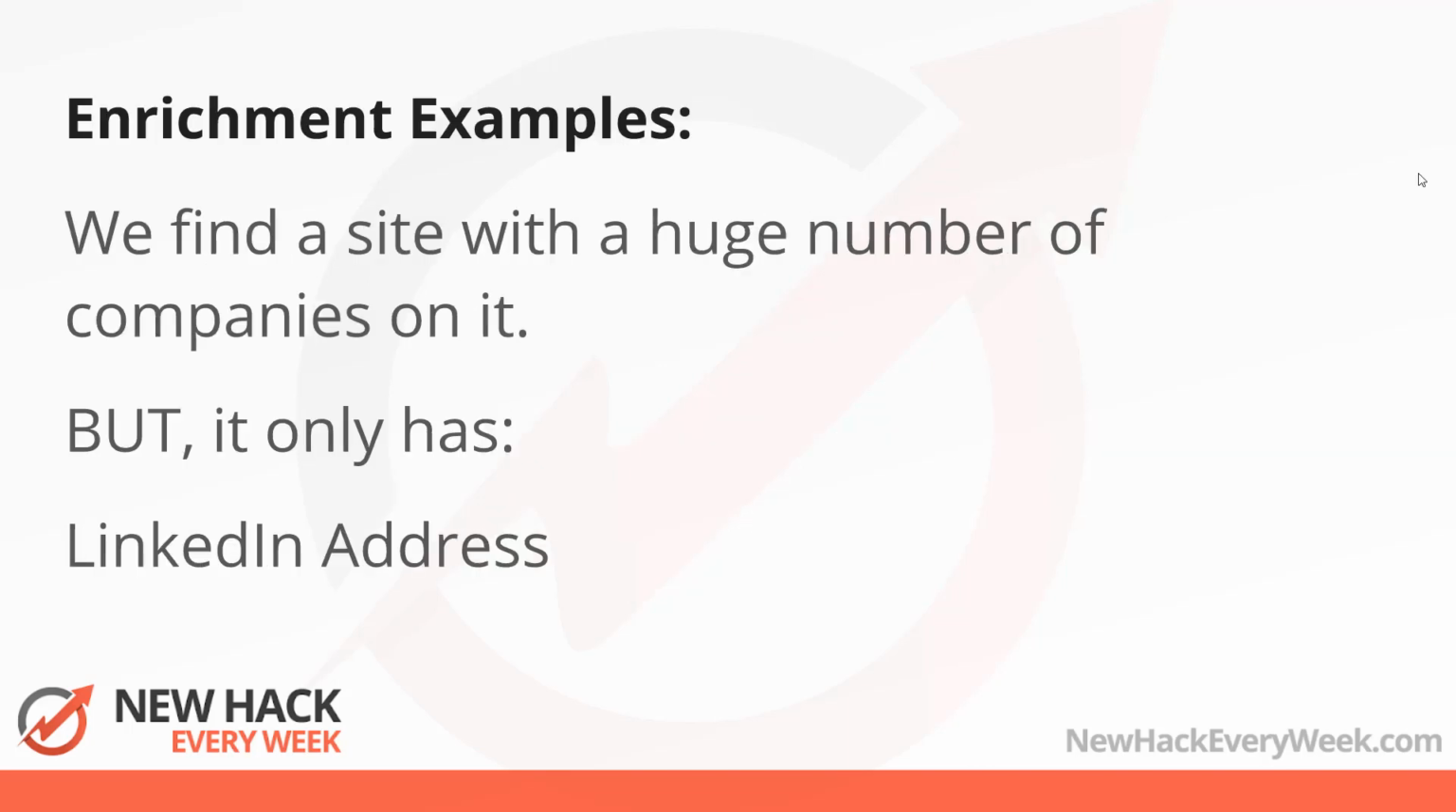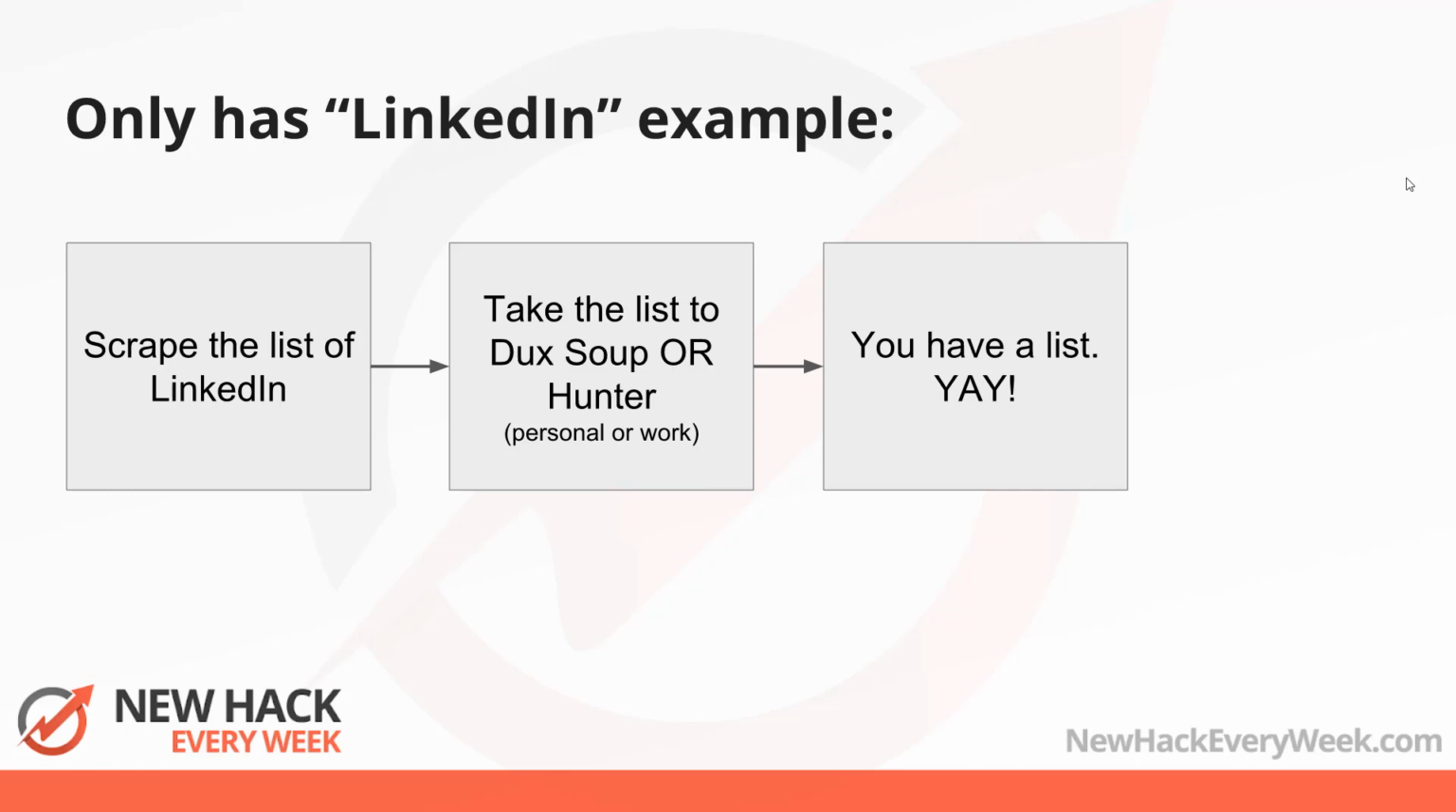Enrichment examples. We find a site with a huge number of companies on it, but it only has a LinkedIn address. So let's say we've got this huge database of, say, plumbers, and it's got their LinkedIn address, but that's all it's got. We would scrape that list of their LinkedIn addresses along with their name, and then we'd take that list. So we've got this CSV, and what it's got is a list of names and a list of LinkedIn addresses. And we'll take that to Duck Soup if we want to get personal email addresses, or we'll take it to hunter.io if we want to get work addresses. And so, yay, we have a list out of that.